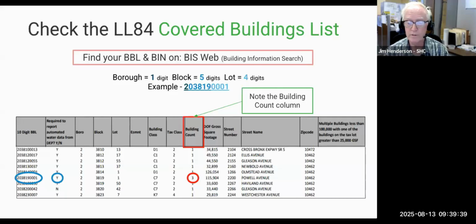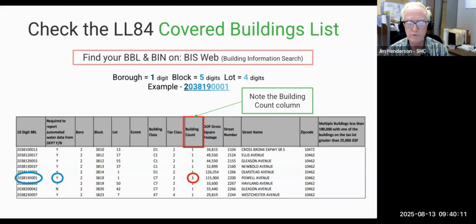When you find your property on the list, look at the second column, and that will have a Y or an N. Y means yes, and that means you need to report water data. If you've done this in the past for any individual properties you're adding to your campus, then the water data is already there. If not, there are several steps you can go through to set that up. If you need help, contact us and we'll help you through the process.